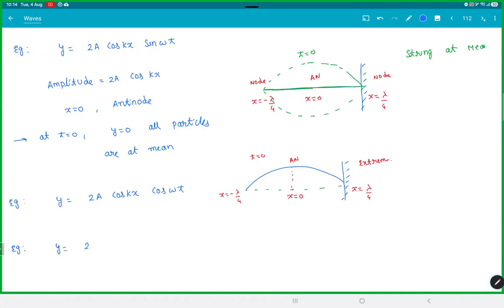If I take y equal to 2a sin kx sin omega t, by changing the sign to cos, you are changing everything. So if x equal to 0 is a node, meaning the string is flat. You have chosen a node as an origin. At t equal to 0, the string is at mean. So all these are stationary waves. Is this making sense?